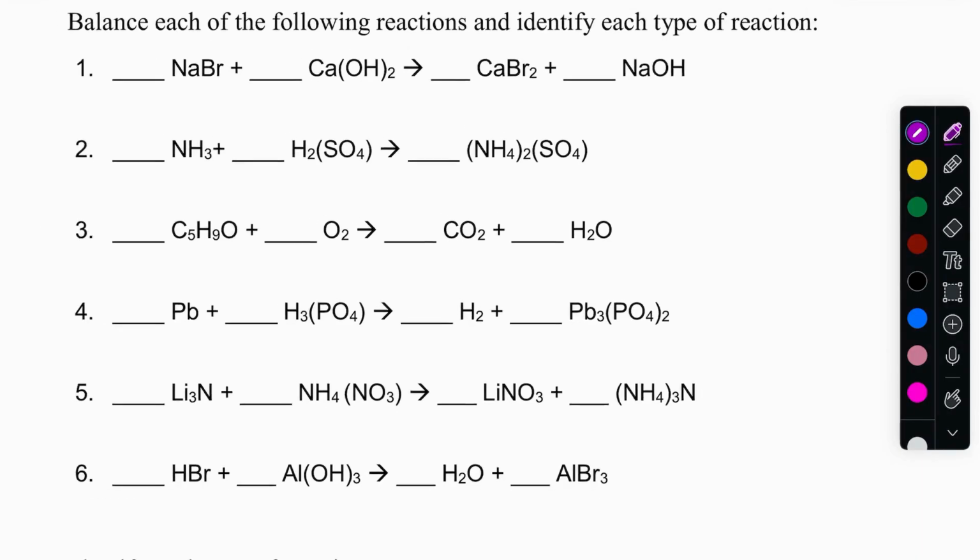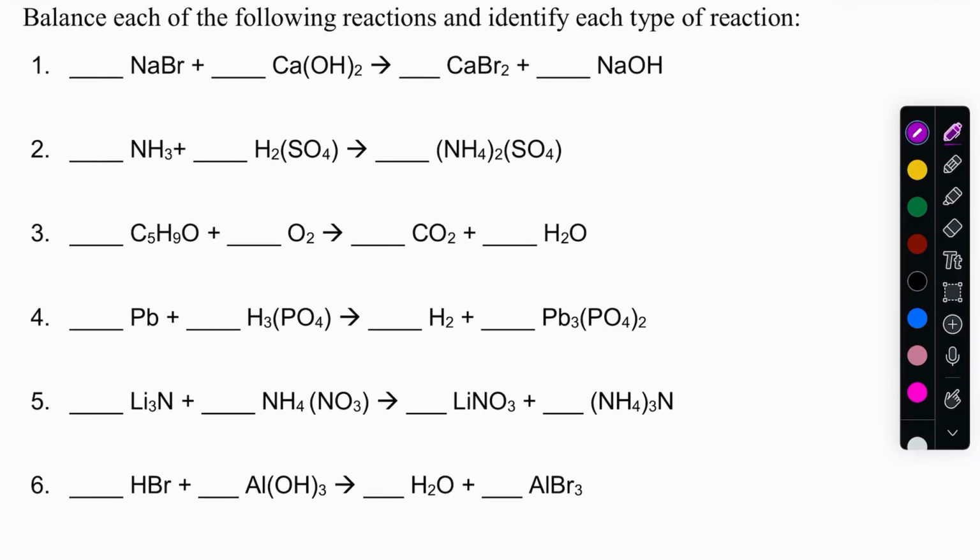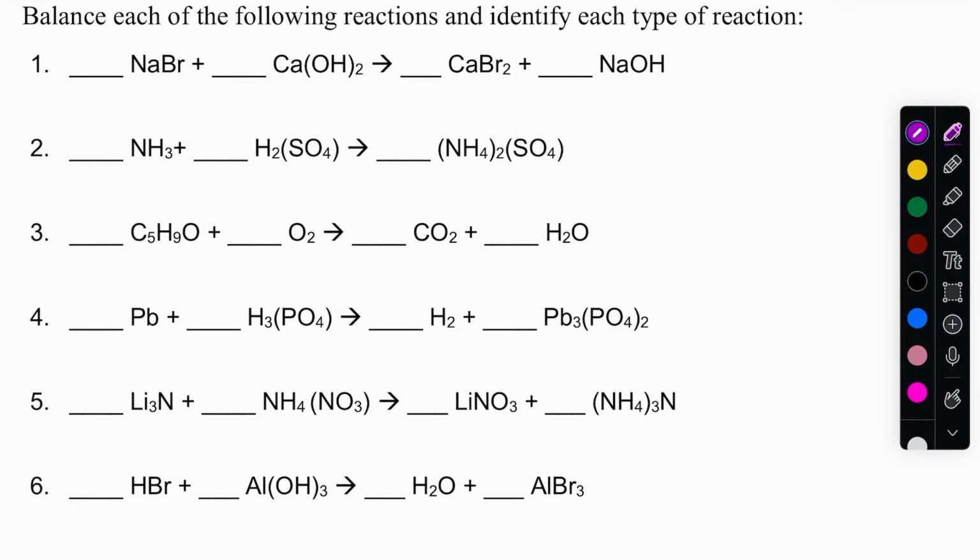All right, so it asks us to balance each of these reactions and then identify the type of reaction it is. So let's balance these first. Drop a wall, list my elements: Na, Br, Ca, O, and H. I'm going to make sure I do them in the same order on both sides, and then do my count.